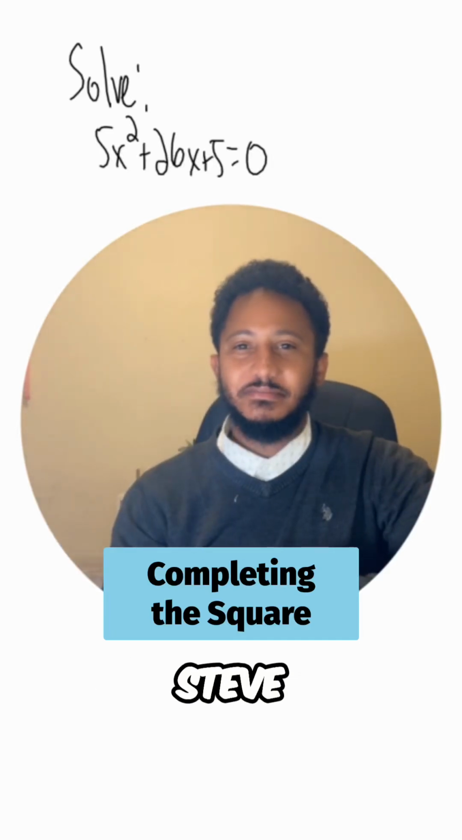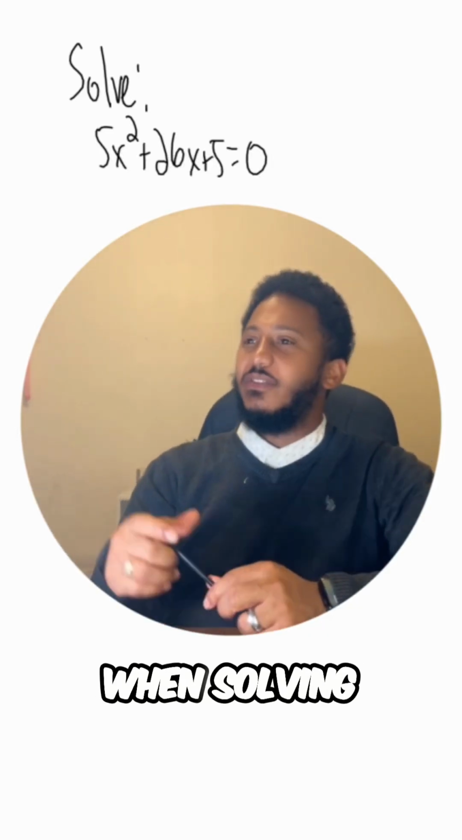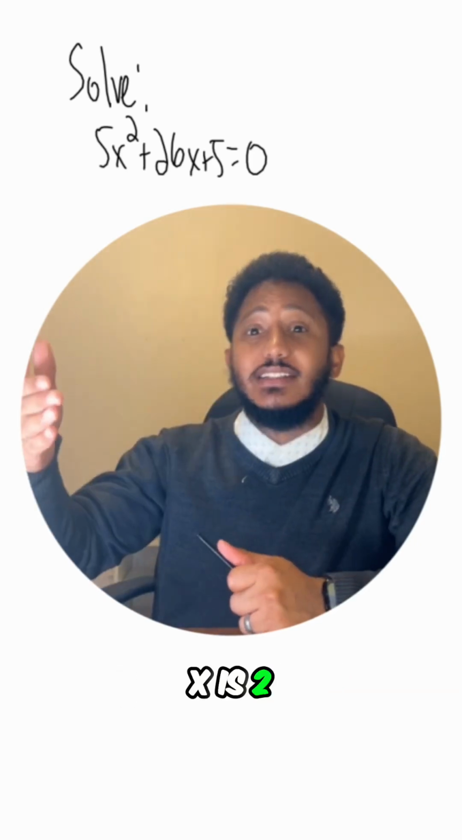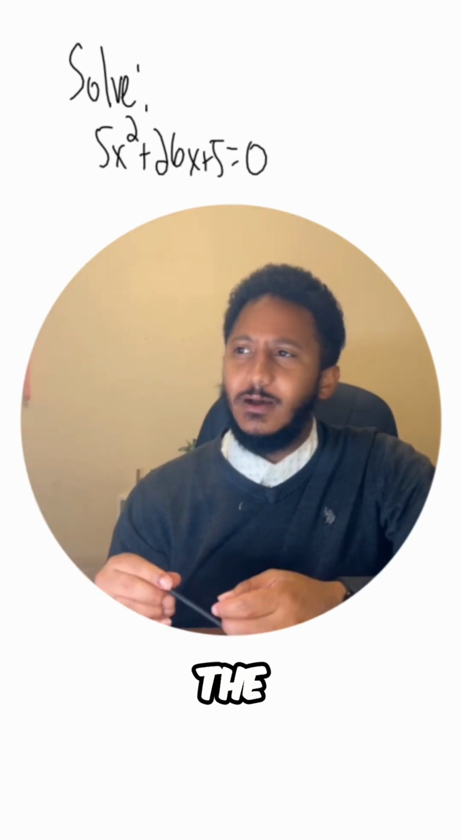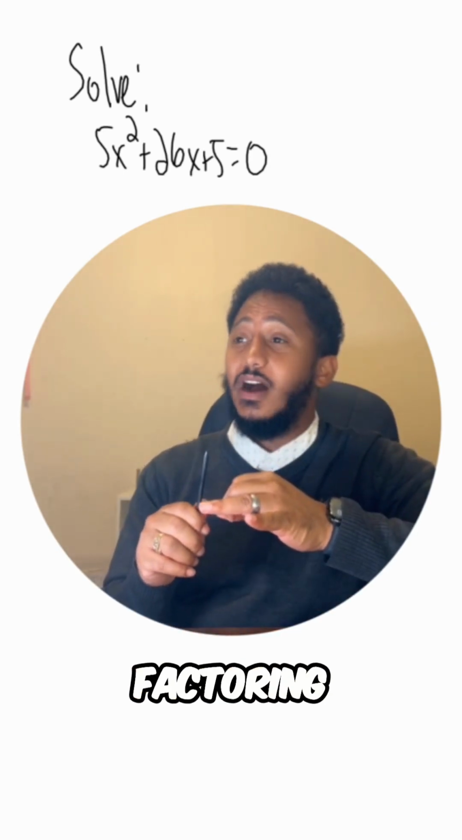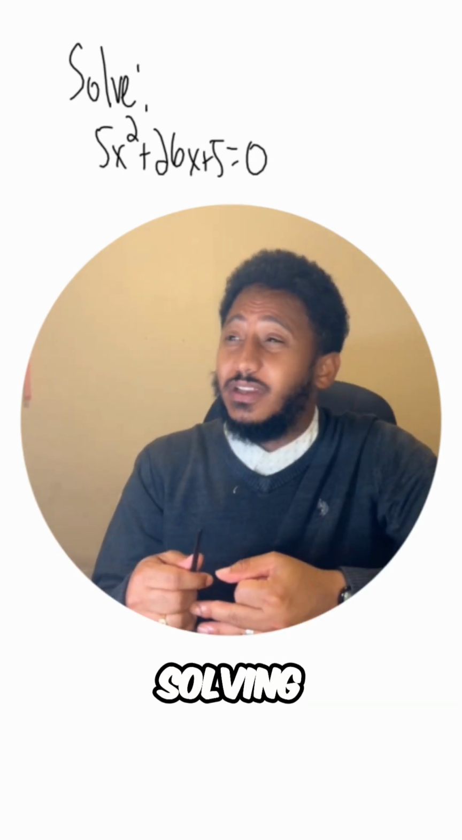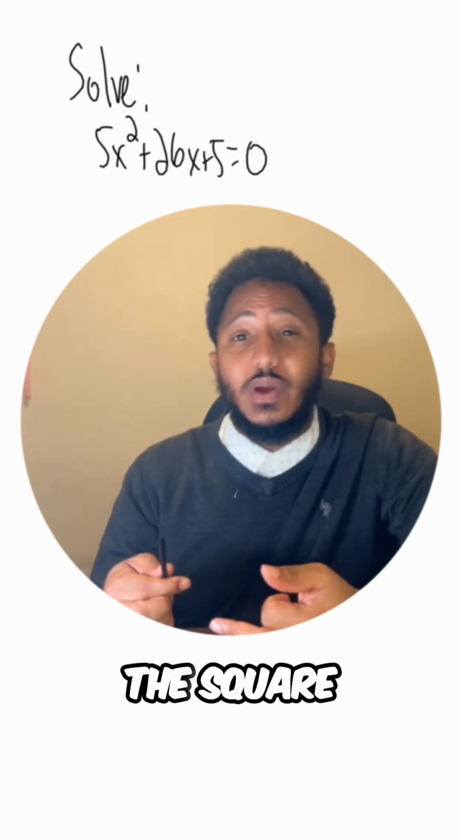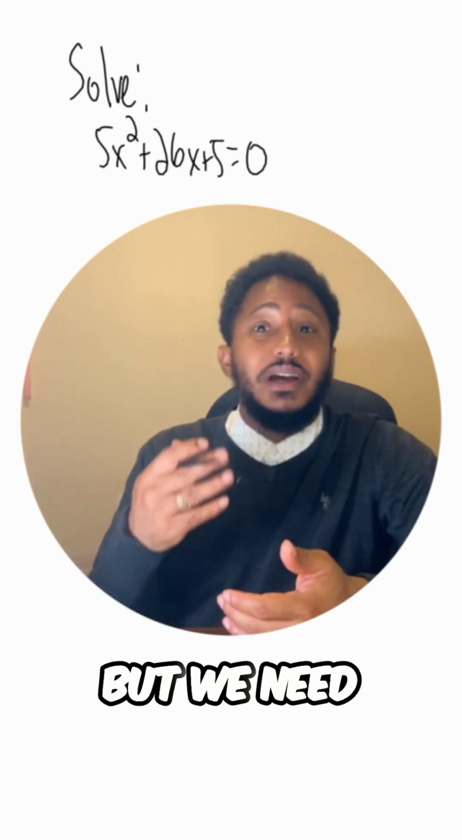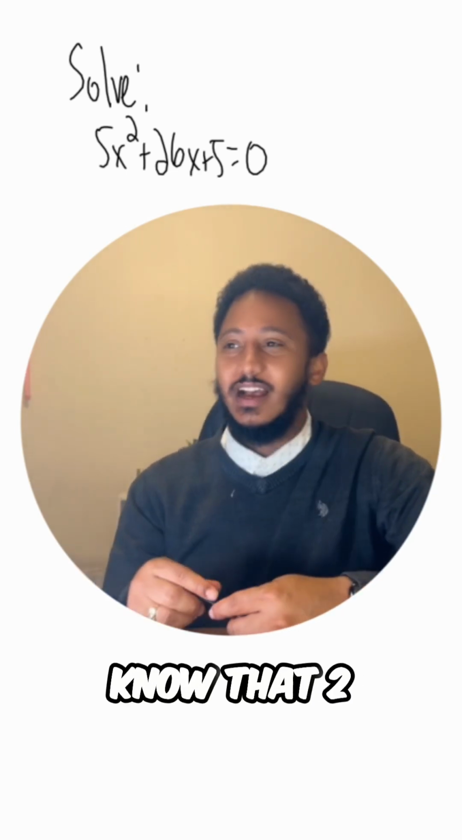I'm Math Guy Steve. Let's try solving this equation. Now, when solving quadratic equations, or equations that have a degree of 2, where the highest power of x is 2, there are plenty of methods: the quadratic formula, factoring. Another method that we can try is completing the square. So let's try using that method. It's not always the most efficient, but we need to know that tool of completing the square.